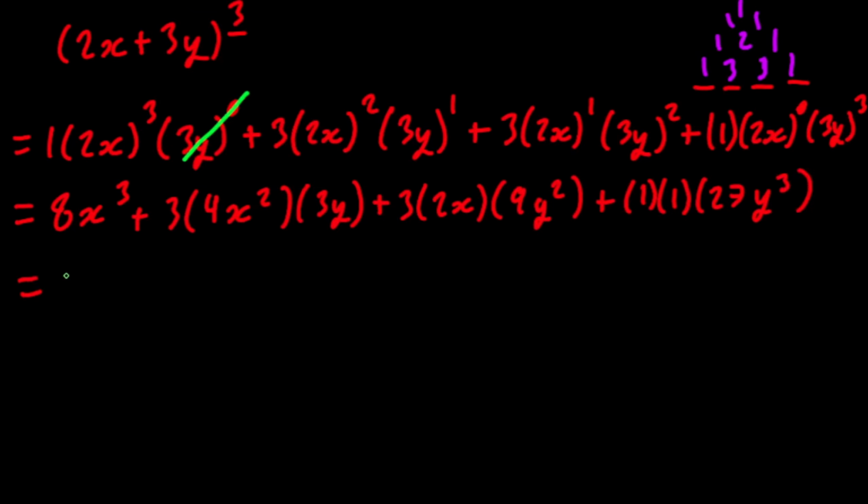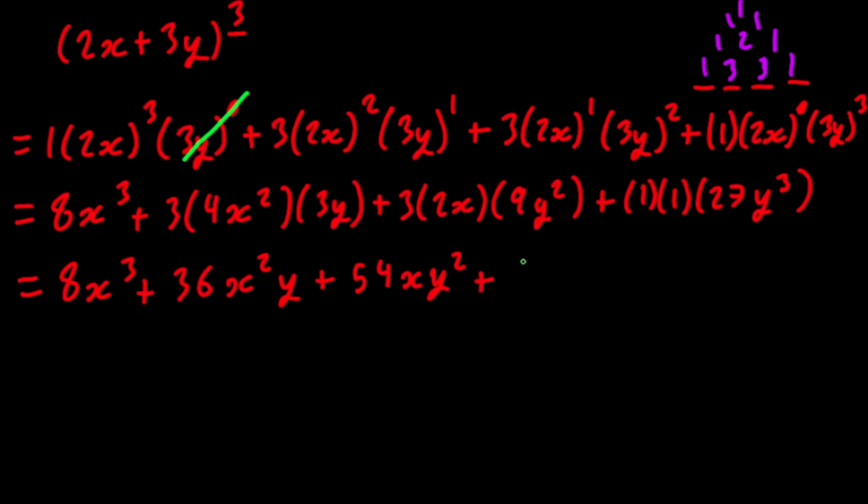Now we can simplify further. We get 8x cubed plus, so let's multiply 3 times 4, giving us 12, and then 12 times 3, giving us 36. So 36x squared y plus, then we have 3 times 2, which is 6, and then 6 times 9, giving us 54. So we have 54x y squared plus 1 times 1 is 1 times 27y cubed.